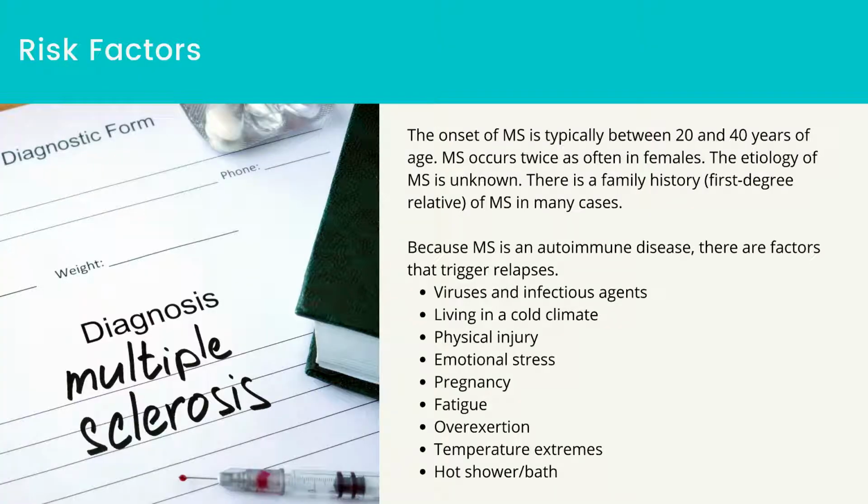Assessment. Risk factors. The onset of MS is typically between 20 and 40 years of age. MS occurs twice as often in females. The etiology of MS is unknown. There is a family history, first-degree relative, of MS in many cases. Research shows association with the interleukin, IL-7 and IL-2 receptor genes.